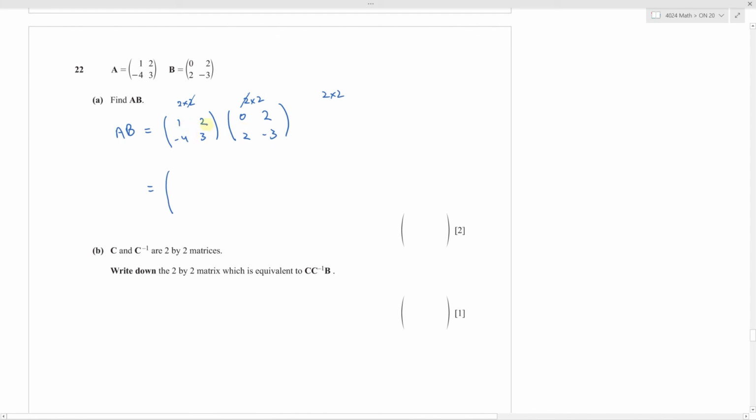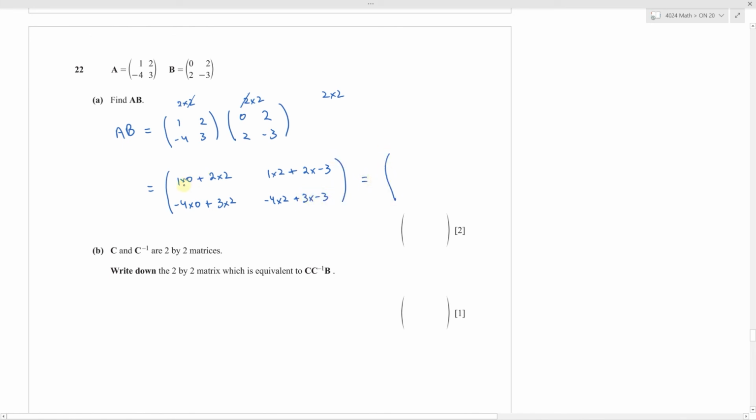You will multiply your first row with the first column to get the value in the first row and first column. So 1 multiplied by 0 plus 2 multiplied by 2. Now the first row multiplied by the second column will give you the value in the first row and second column. So 1 multiplied by 2 plus 2 multiplied by -3. And then the second row multiplied by the first column: -4 times 0 plus 3 times 2. And then the second row multiplied by the second column: -4 multiplied by 2 plus 3 multiplied by -3.